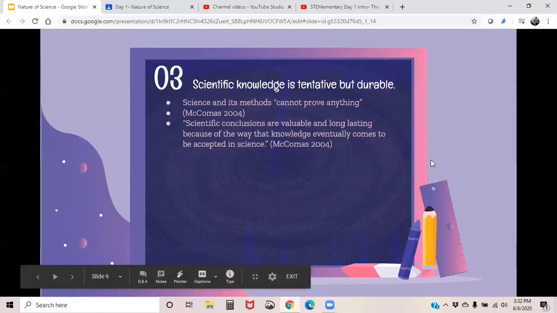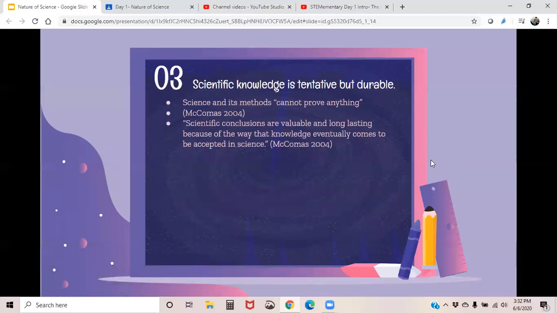Okay, and so now moving on to number three: scientific knowledge is tentative, meaning that it can change, but it's usually durable. And the reason that it's durable is because scientific knowledge is accepted because it has compelling evidence to support it. And that's what makes it durable.